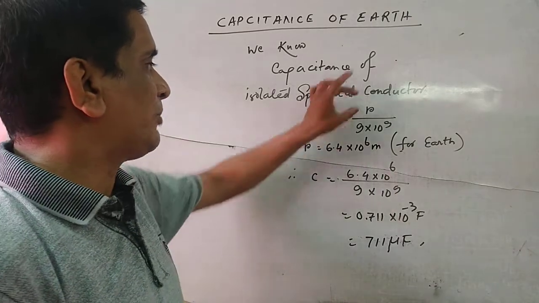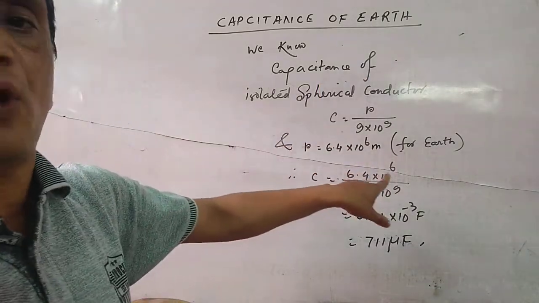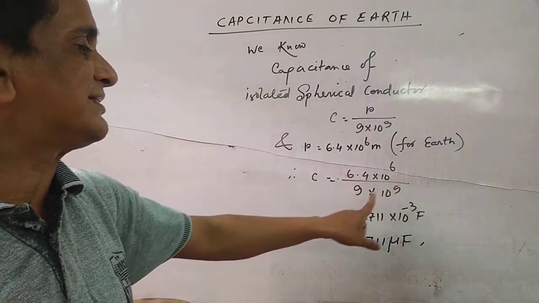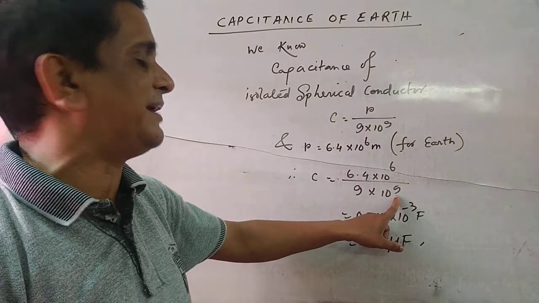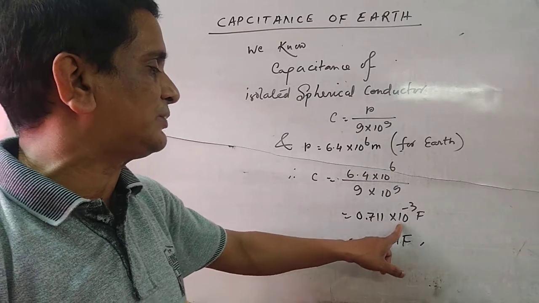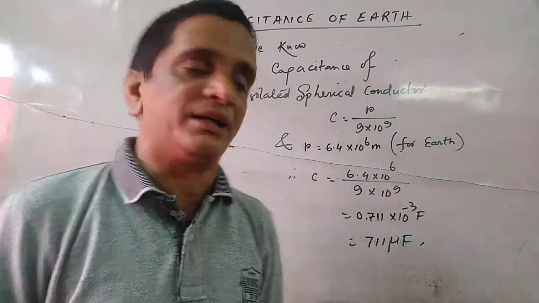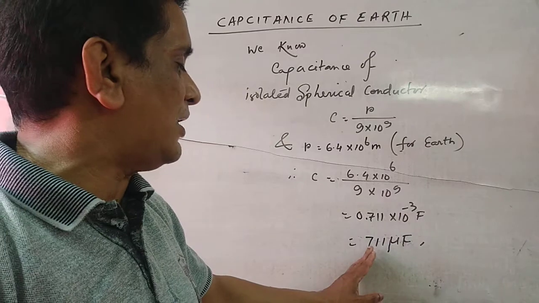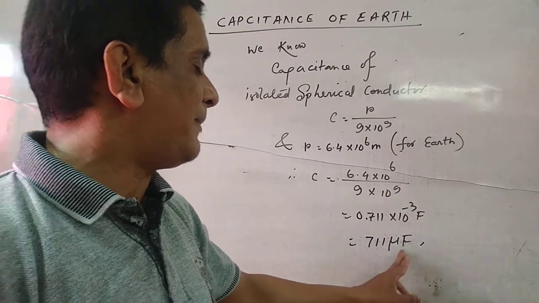Therefore, C equals 6.4 × 10^6 divided by 9 × 10^9, and the result is 0.711 × 10^-3 farad. So we get a value of 711 microfarad.